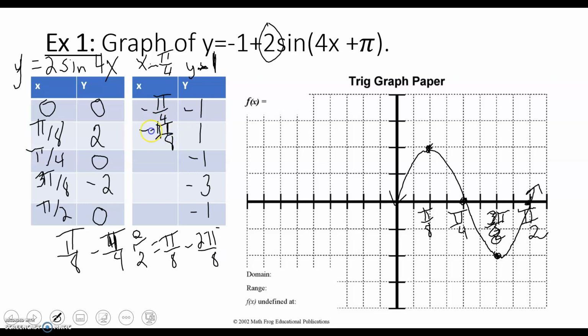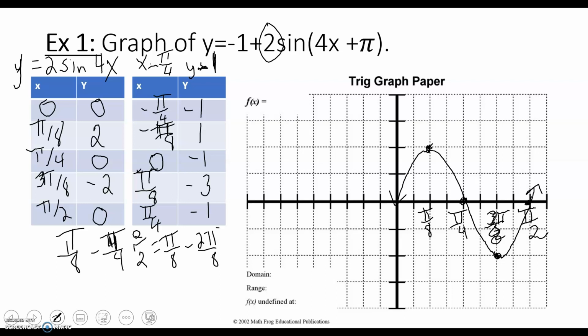That's negative pi over 8. Pi over 4 minus pi over 4 is 0. 3 pi over 8 minus pi over 4, you'll do the same thing, find a common denominator. That's going to give you pi over 8, because pi over 4 is equivalent to 2 pi over 8. So 3 pi over 8 minus 2 pi over 8 is pi over 8. And then pi over 2 minus pi over 4 is pi over 4.